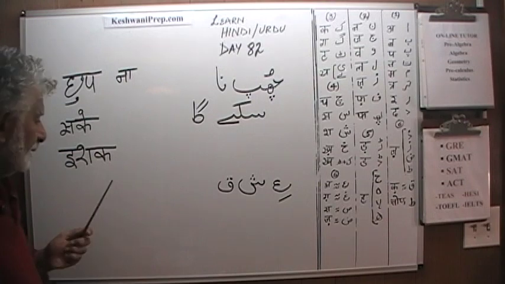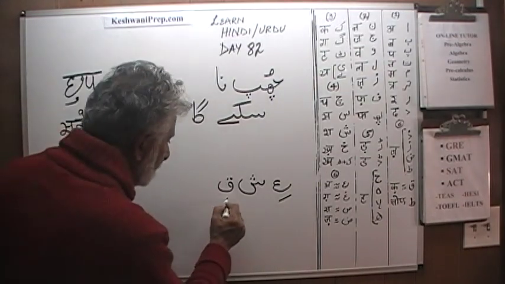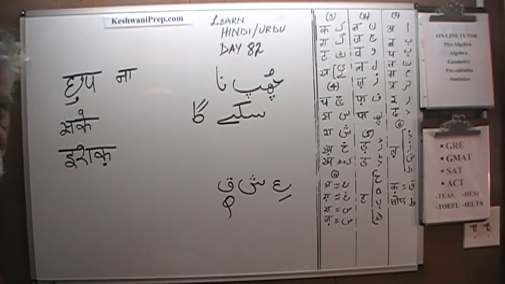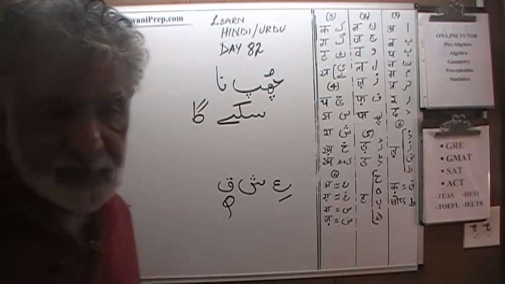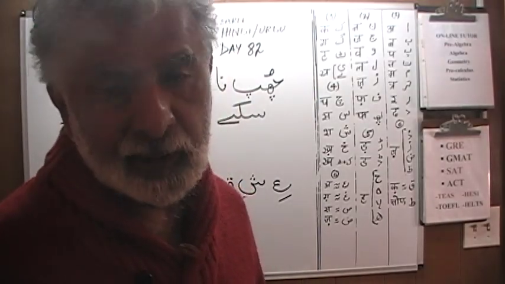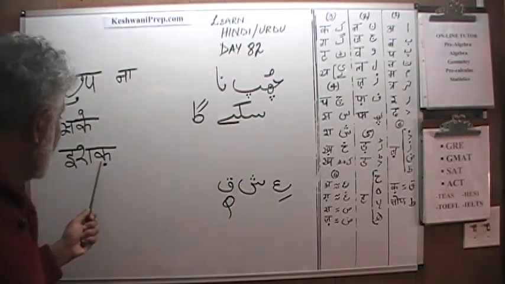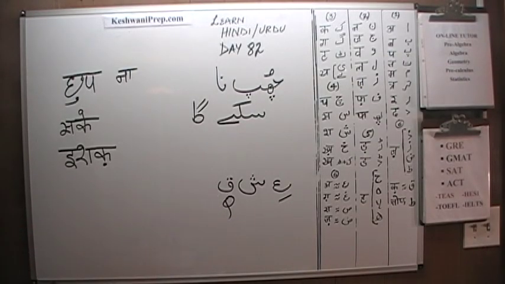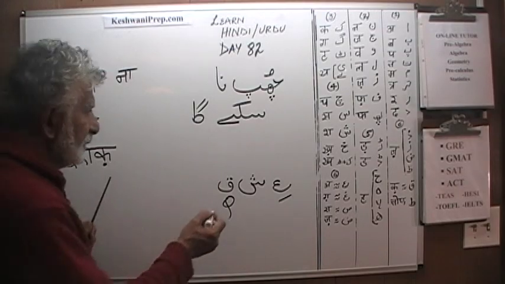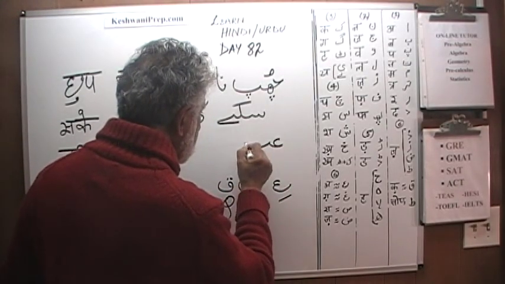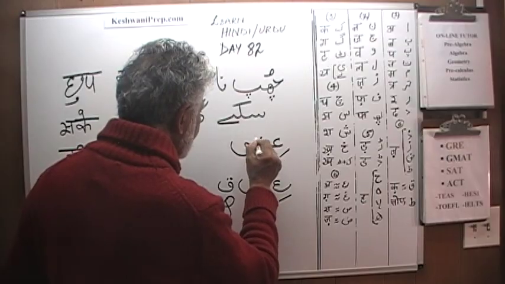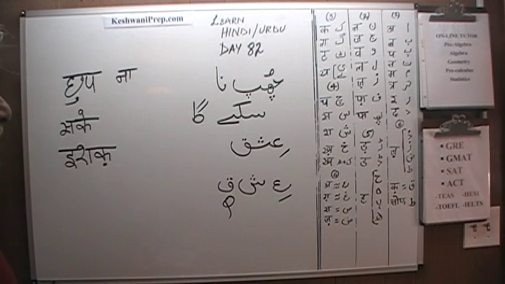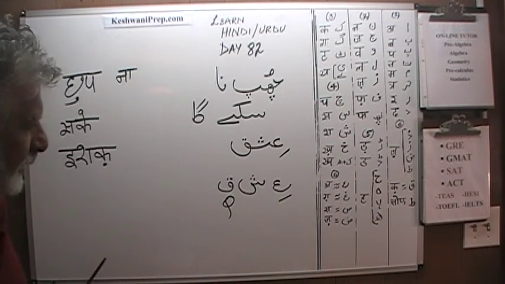To remind the reader that we need a q and not a k, we put a dot underneath the k. Hindi doesn't have a concept of a k and a q. Hindi just says k. So when we need a q, we write our k and put a dot underneath to remind people that correct spelling calls for q. When we put them together, it looks like this. Chup na sakega ishq hamara.